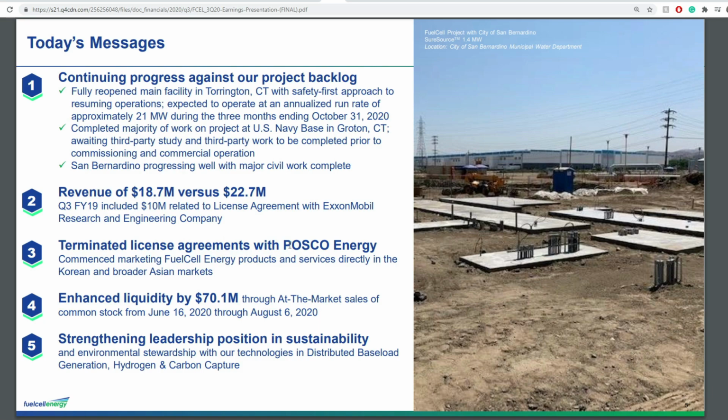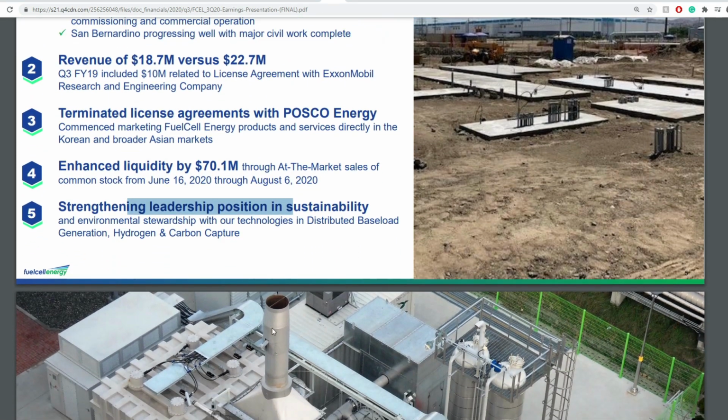Terminated license agreement with POSCO Energy. Commenced marketing fuel cell energy products with services directly in the Korean and broader Asian market. So from my understanding, FuelCell Energy won a $200 million suit on POSCO, and then POSCO ended up countersuing at $800 million. I'm not sure exactly the outcome of that, but that's something where it didn't really end up nicely with POSCO Energy. Enhanced liquidity by $70.1 million through at-the-market shares of common stock, strengthened leadership, etc.